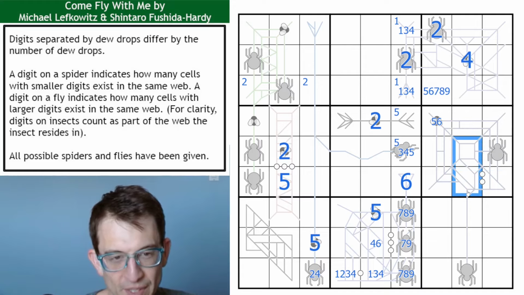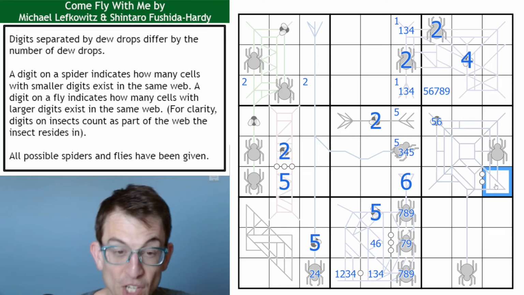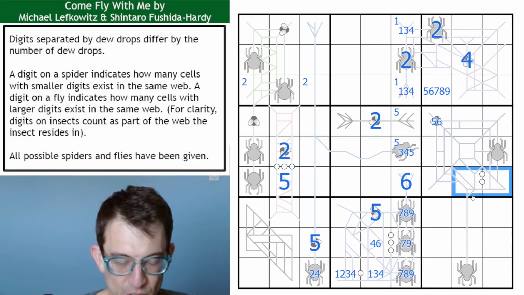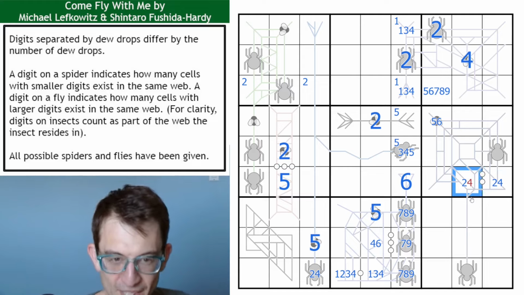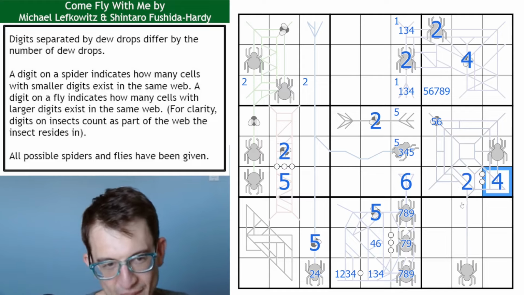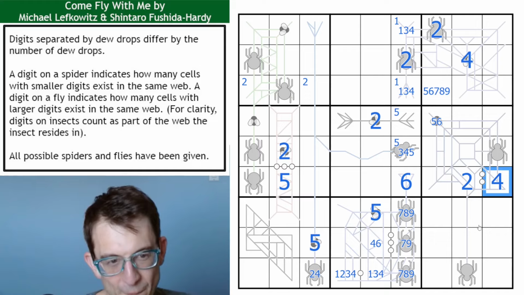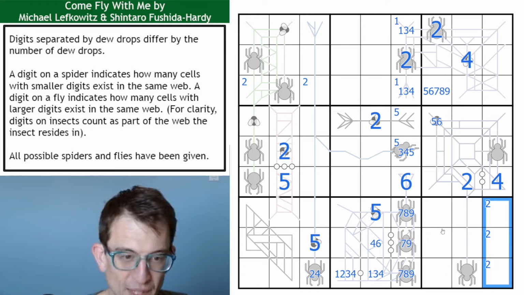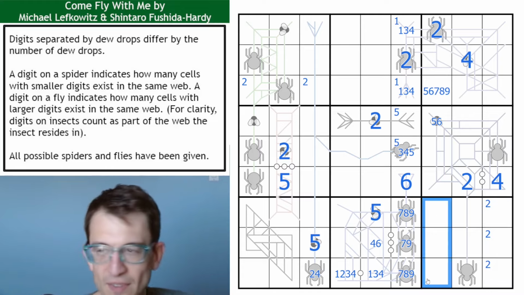2 would go here. Actually, oh, 2 is on this. Oh, there we go. 2 by Sudoku is on this. So this is a 2, 4 pair. And I know how that goes. Which means I have a 2 here, and a 4 here.